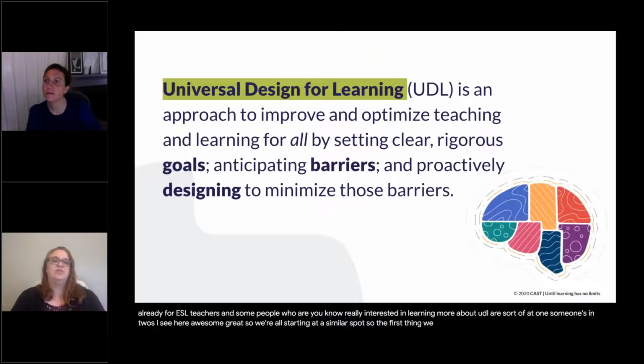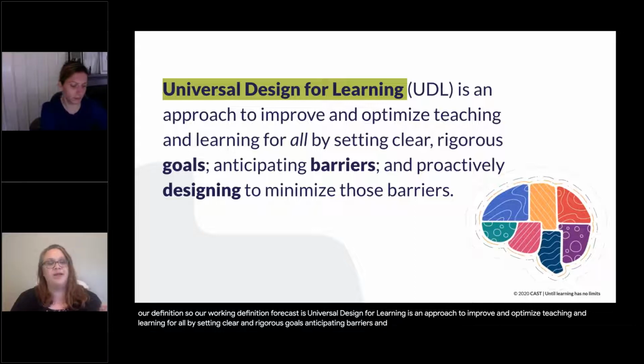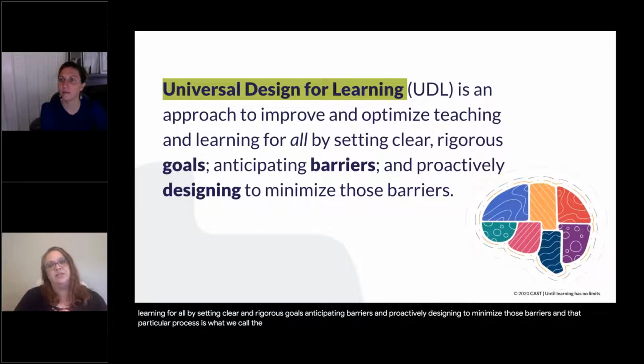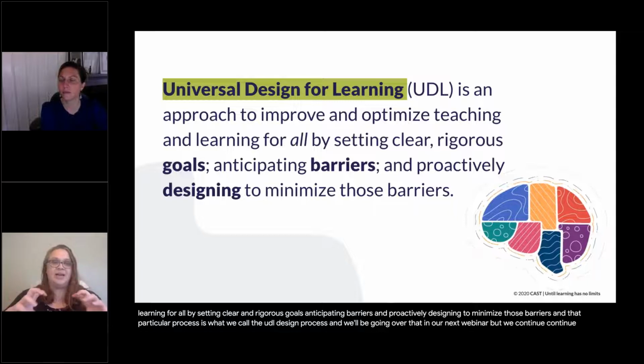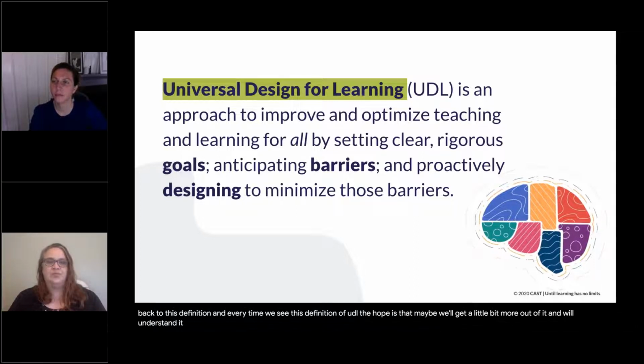So the first thing we usually put up when we talk about UDL is our definition. Our working definition for CAST is Universal Design for Learning is an approach to improve and optimize teaching and learning for all by setting clear and rigorous goals, anticipating barriers, and proactively designing to minimize those barriers. That process is what we call the UDL design process, and we'll be going over that in our next webinar. But we continue to come back to this definition. Every time we see it, the hope is that we'll get a little more out of it, understand it more deeply, and reflect upon it.